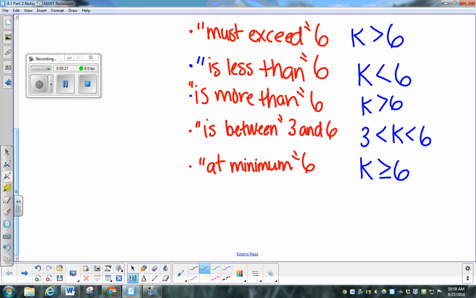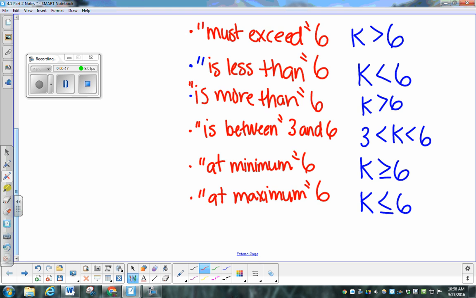Our next phrase is at maximum. So if I said K is at maximum 6, then we know it can't go any bigger because the max is 6. So it has to be less than 6. But if I said the maximum number it could be is 6, it could be equal to 6. So you want to put the or equal to under it.